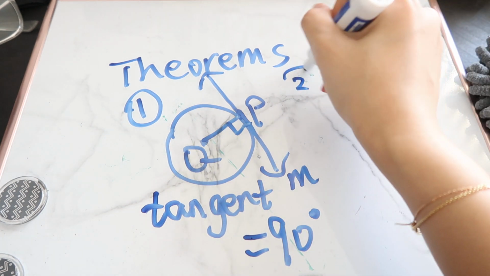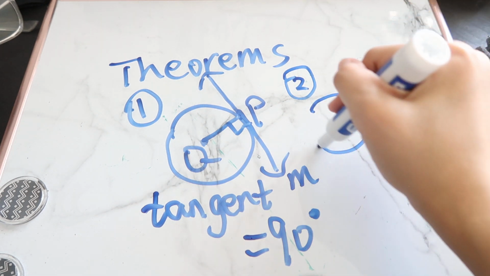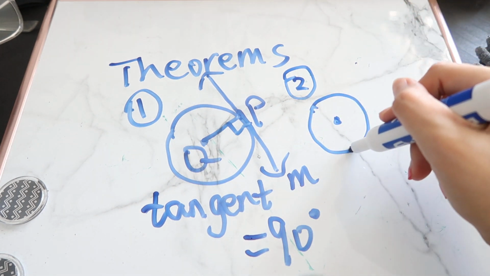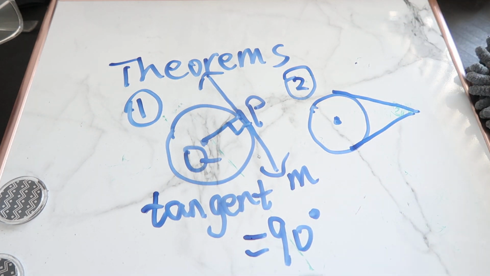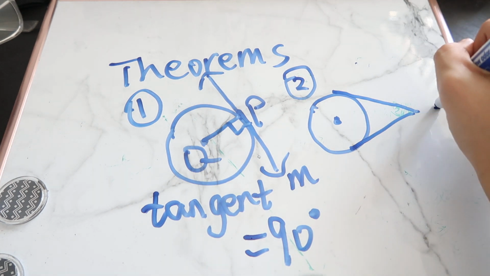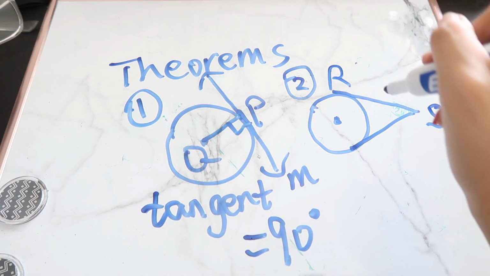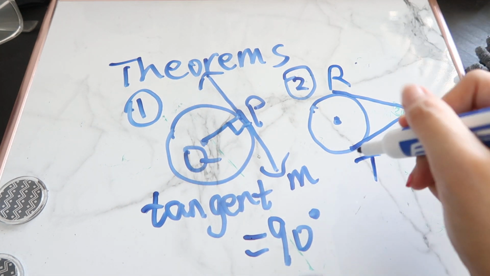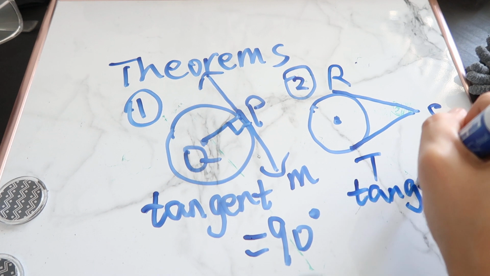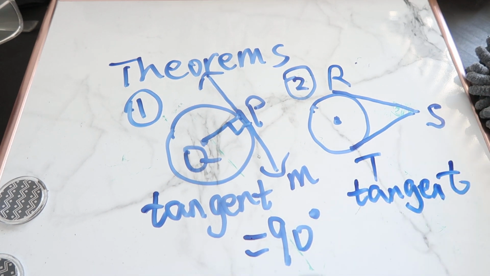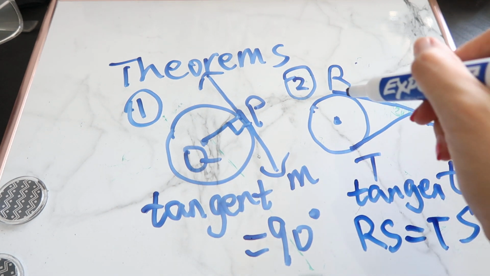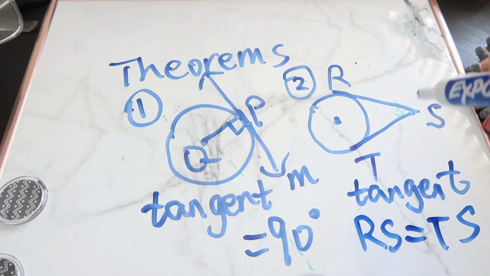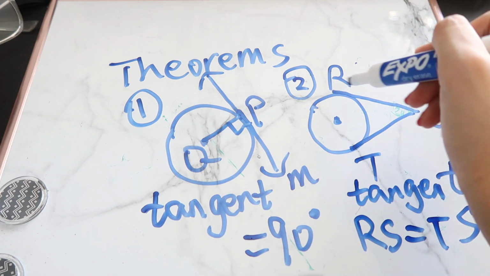Okay, the second theorem is that when you have a circle again, and then you have two tangent segments that connect at the same point. So let's say this is S, this is R, and then this is T. Whenever you see two tangents like this, then you have RS equals TS. So the length of the top would equal the bottom. If you look at this sideways, as if it's an ice cream cone, you can see the cone sides would equal each other.